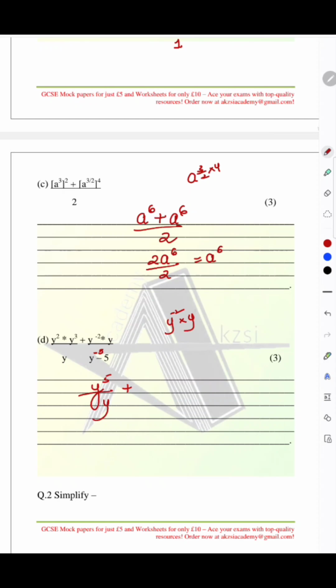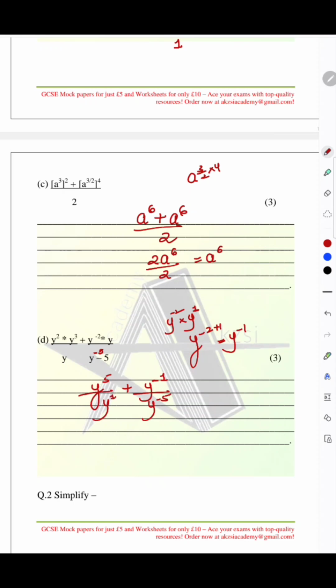If a simple y is there, it means it has a power of 1. So add the powers. Negative 2 plus 1 will give you y to the power of negative 1. So it's y to the power of negative 1 over y to the power of negative 5.